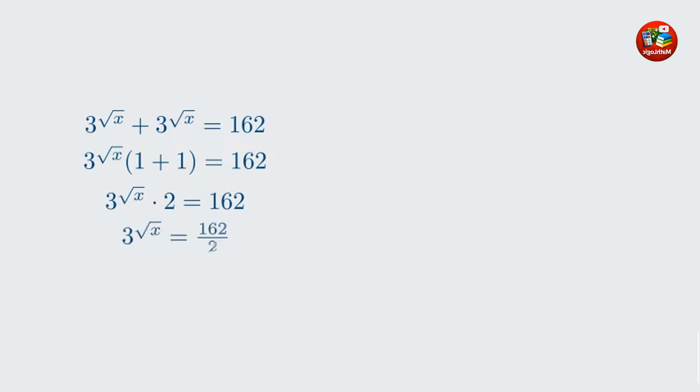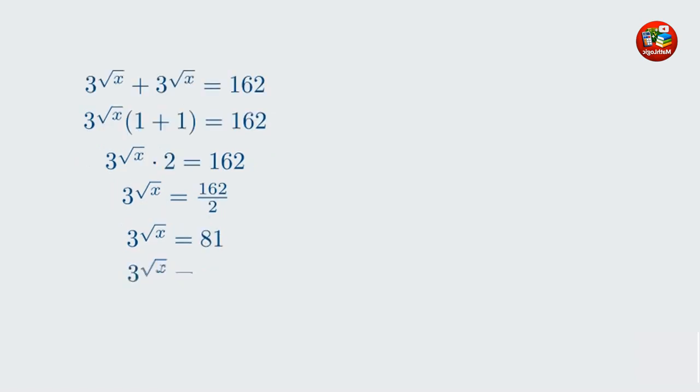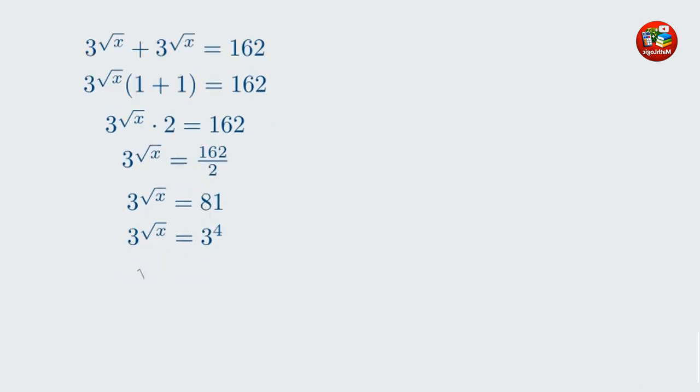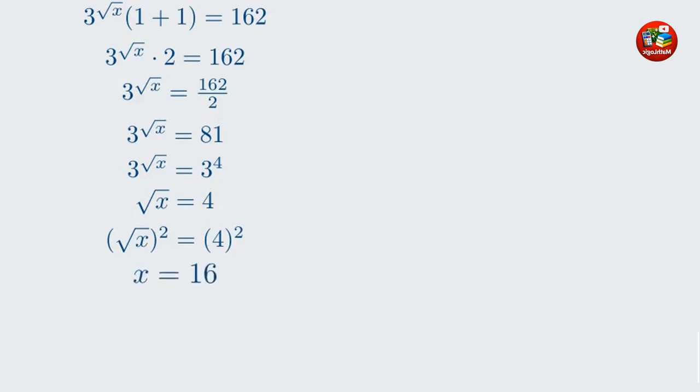Now, to isolate the exponential part, we divide both sides of the equation by 2. 162 divided by 2 gives us 81. We are now left with a much simpler exponential equation. Since 81 is 3 to the fourth power, we can set the exponents equal. This tells us that the square root of x must be 4. To find x, we square both sides of the equation, and we find that x equals 16.